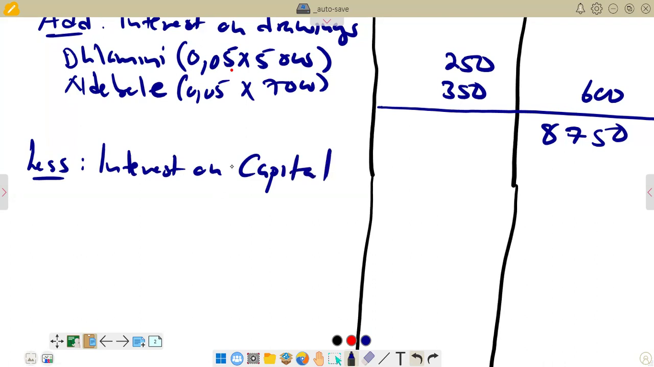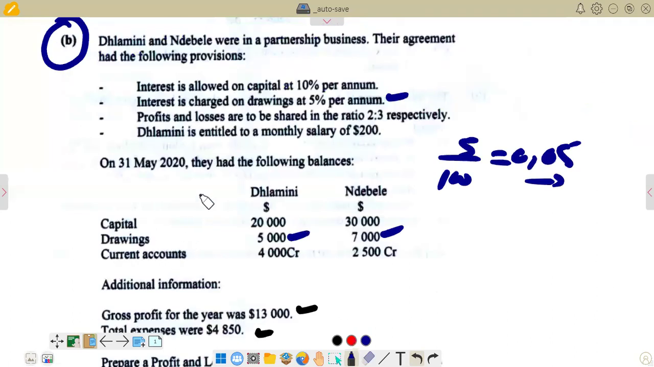So interest on capital, obviously, we have Damini as the first one. We'll go again to the partnership agreement to see what they agree in terms of that interest. For interest on capital, the first point says interest is allowed on capital at 10% per annum. So 10% is 10 over 100, as a decimal it becomes 0.10. So we're going to multiply by 0.10. For Damini's capital of 20,000, we say 0.10 times 20,000.